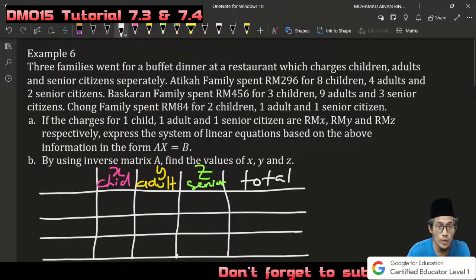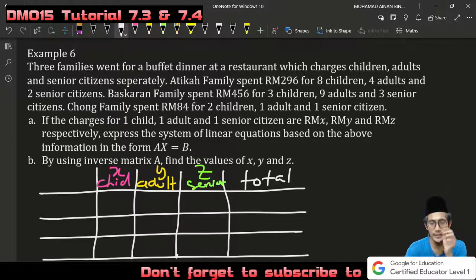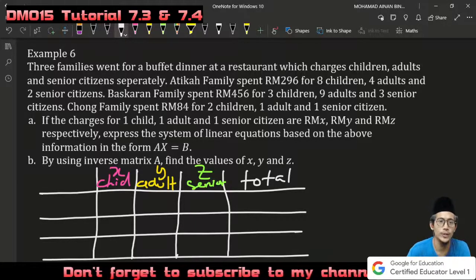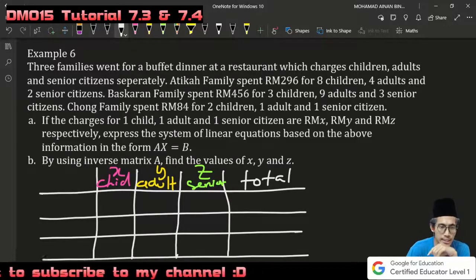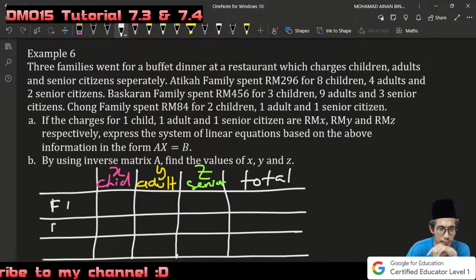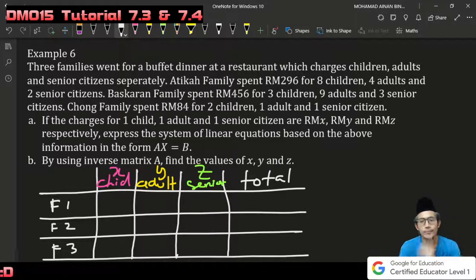Now we read the question sentence by sentence. 3 families went for a buffet dinner. So this is family 1, this is family 2, this is family 3. Now, who is the first family?